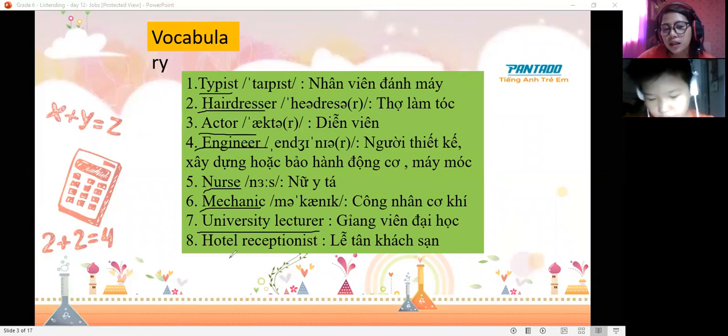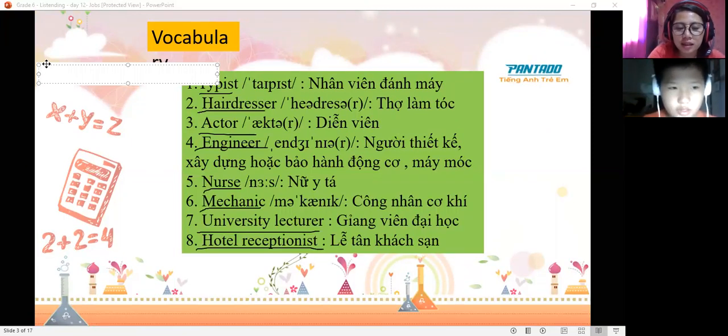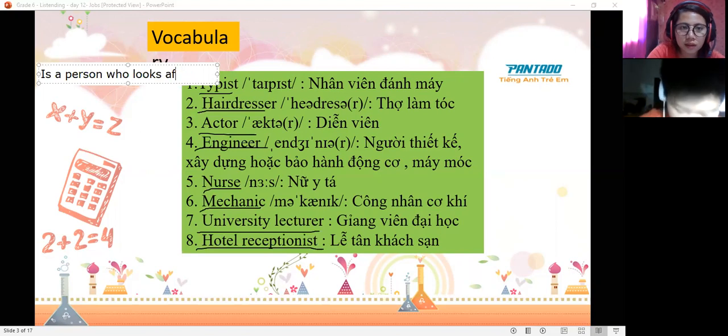Very good. So let's go on to hotel receptionist. Can you read hotel receptionist? Hotel receptionist. Again, Dang. Receptionist. Receptionist. So what is hotel receptionist, Dang? Do you have any idea? Yeah. What is hotel receptionist? It's work in hotel. In hotel. Okay, so you have to write this down, okay? Yes. Very good.